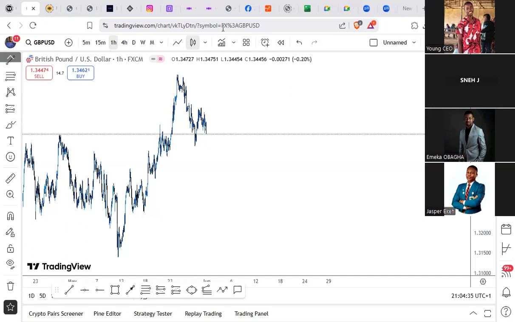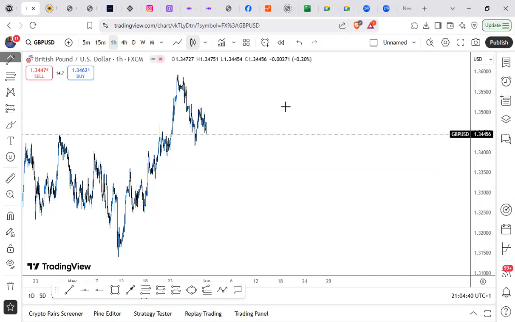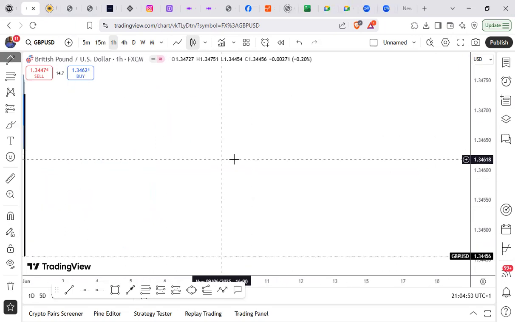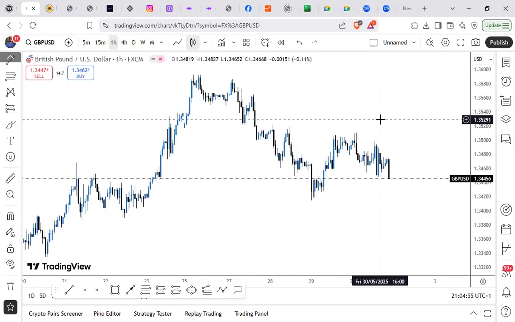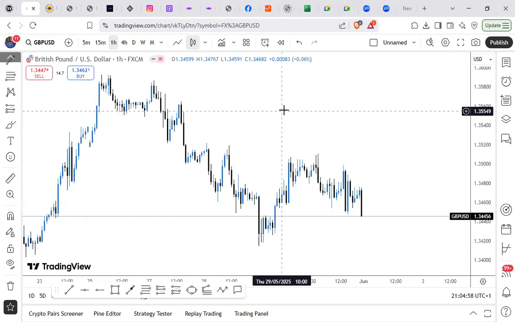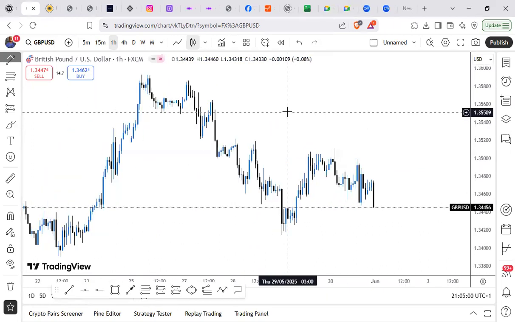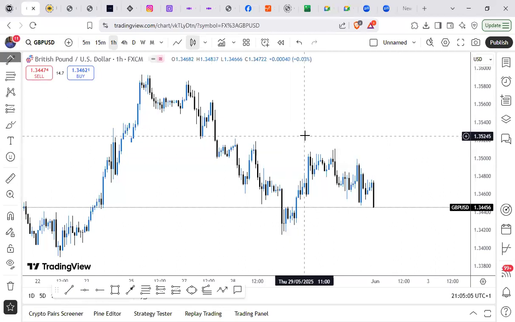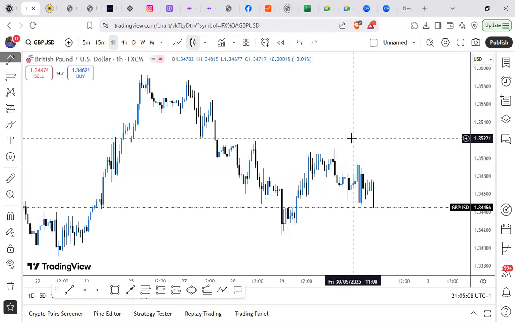So first things first, how to read candlesticks and spot patterns. All right. So when it comes to Forex, candlesticks are everything. If you don't know how to read candlesticks, you are actually doing yourself a disservice. You're doing yourself a very big disservice in the Forex world.